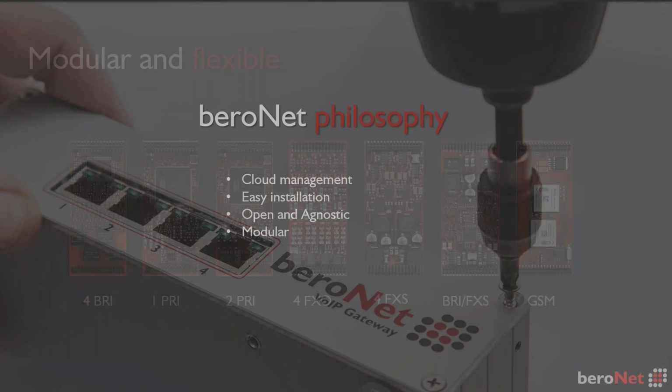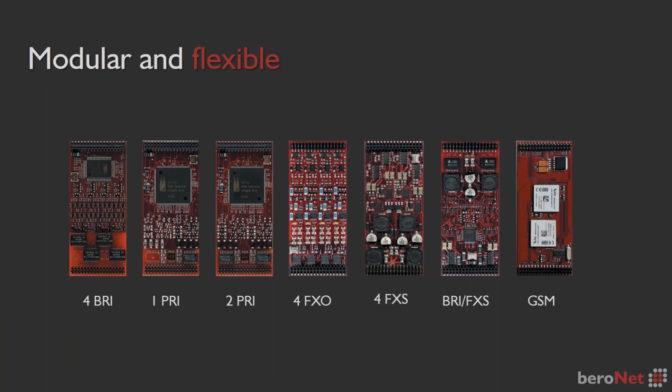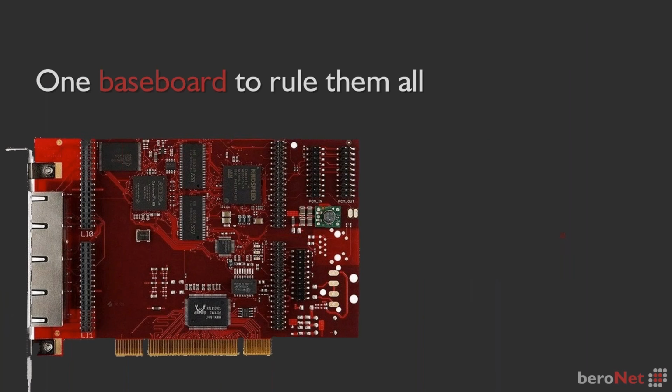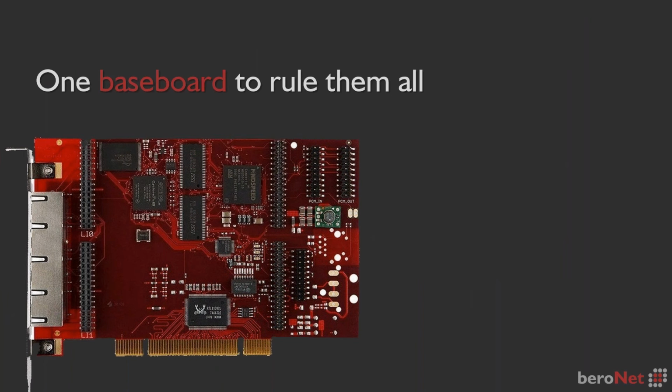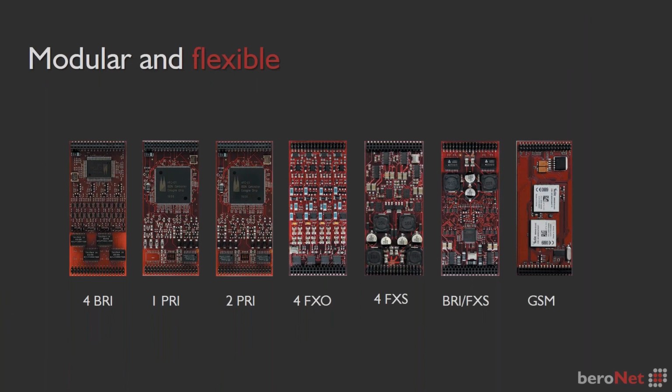And finally, we are modular, meaning that you can create the solution of your choice. You choose the gateway you need, the baseboard, and then put the right modules on it. As you saw, we have 7 modules, sorry, BRI, PRI, FXO, FXS, hybrid, and GSM. Depending on what your client needs, you take the baseboard, put the right modules in it, and offer a turnkey solution dedicated to your client's needs.